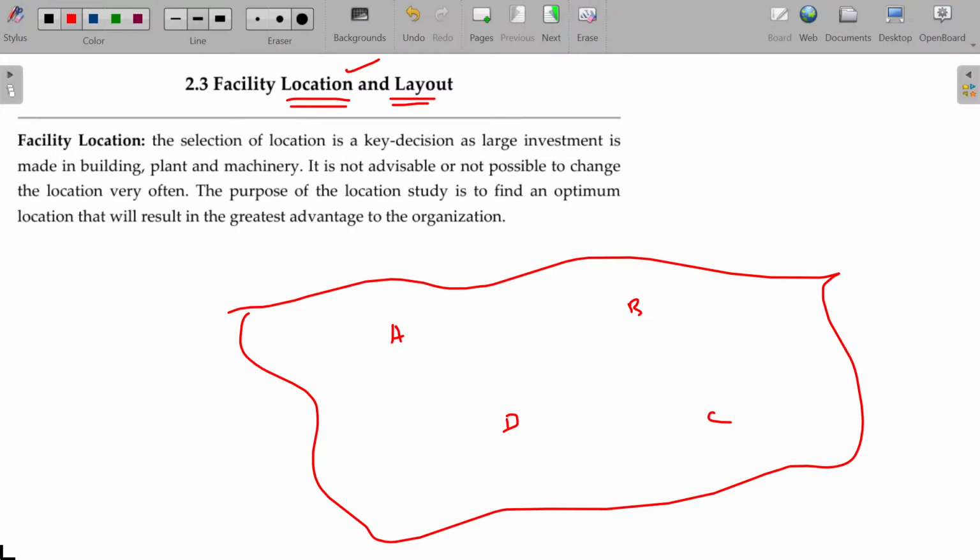4 options we have chosen, where raw material is available here and finished goods are saleable at this place. Laborers are available here. Investors are available here. Now what happens? Among the 4 locations, which location will be suitable for you to start the business? D. Logically, this may be closer to all the resources available. So D is chosen. This is called selection of location.